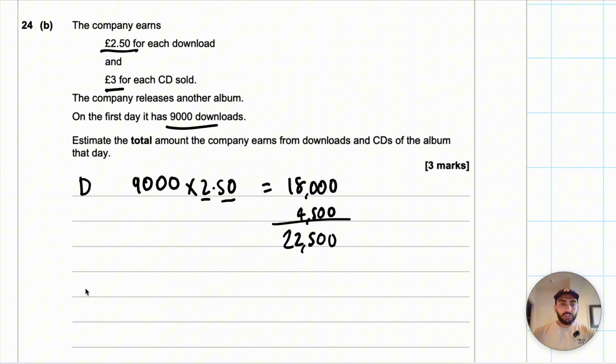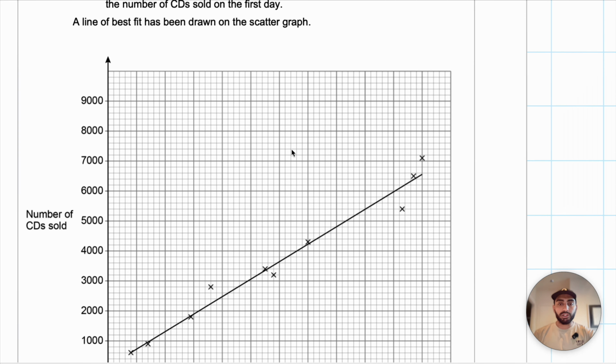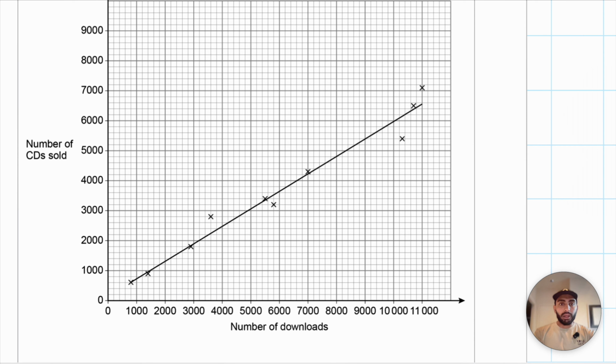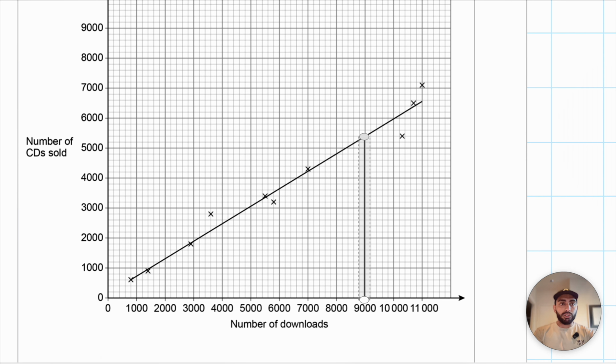We've done downloads, let's do CDs. So we know each CD sells for £3, but we don't know how many CDs are selling, so we're going to have to use a graph for this. Let's draw a line from how many number of downloads there were. There were 9,000, so we draw a line going up, and then we draw a line going straight across. And you can see it's somewhere between 5,000 and 6,000. There's 1, 2, 3, 4, 5 gaps, so each gap is going to be worth 200. So that'd be 5,200, and that'd be 5,400.